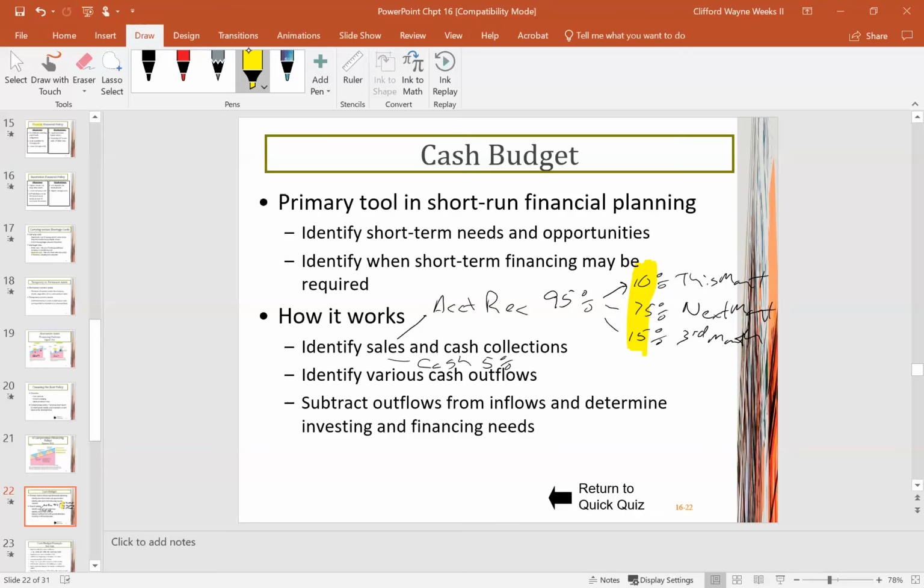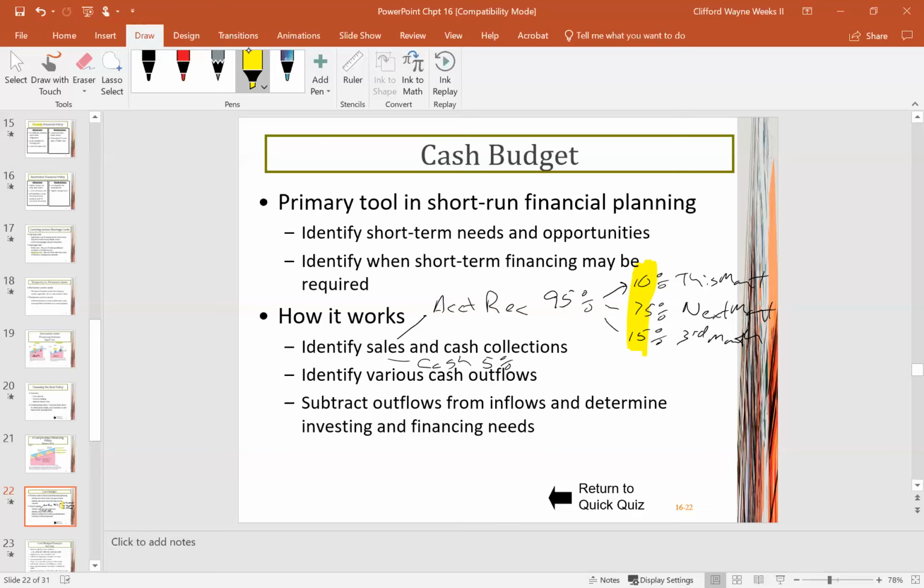Well, you can buy it on account or you can buy it in cash. Let's say that 99% of everything we buy is on account, which means we only pay 1% in the current month for those purchases. Do you get where we're going?